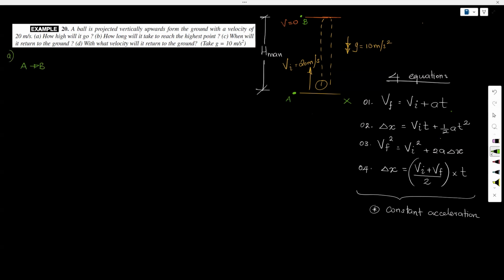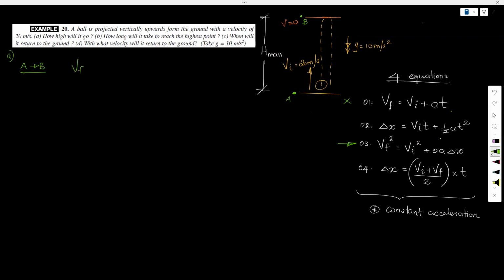For part A, we have to choose what equation we are going to use. We know the velocity at point A, which is going to be the initial velocity. We also know the velocity at point B, which is going to be the final velocity, which is 0. So we know the final velocity and initial velocity. We know the acceleration due to gravity. So we can use this equation because it has all the parameters that I know and the one that I do not know, which is the displacement, right?